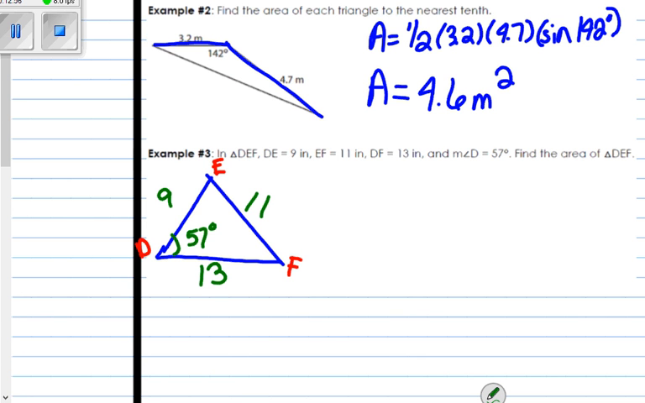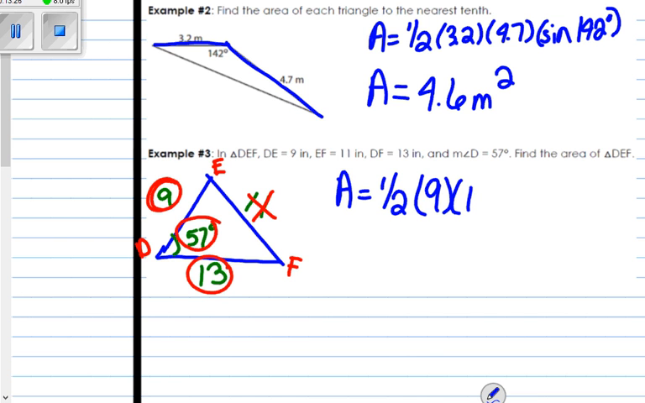What number did you cross out? No. 11. 11 is the one we will not need because we need this. They only gave us one angle, so we're definitely using this angle. Well, then we have to use the two sides that the angle's between. The angle is between 9 and 13. So we will not need 11. So our formula, area equals 1/2 of 9 times 13 times the sine of 57 degrees.